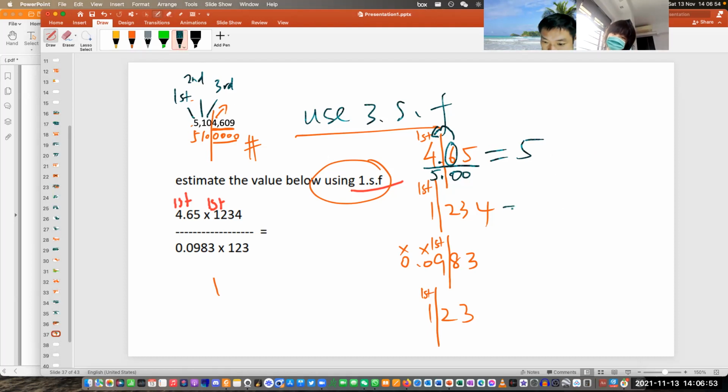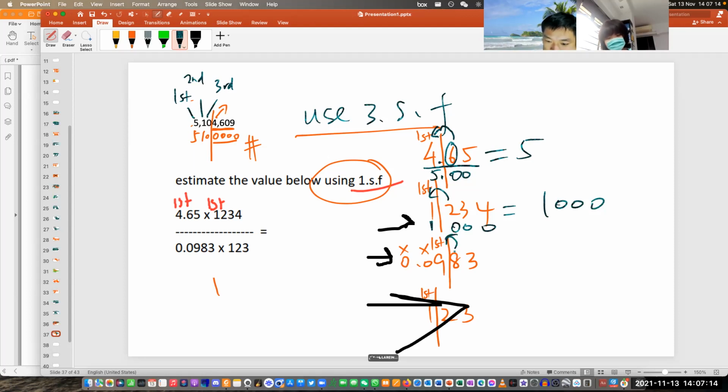Next, look at the 2. Round up or round down? Round down, so that means you do nothing. Just 1 is 1, and then after that you replace with zeros, so 1,000. For 0.0983, this one round up. This is 8, so once you round up, you have 1 here already, so you get 0.10. And by the way, the 0 is not needed after the 1, so the answer is 0.1. And for 123, this one is a round down, so it's 100.